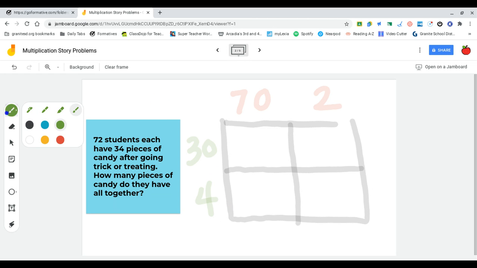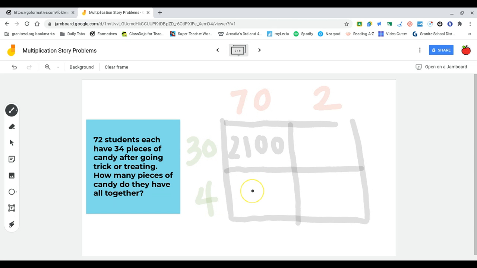Now I can go ahead and start multiplying. In this first box that I'm going to start, I am multiplying together 70 and 30 because that's what it's in line with. So 70 times 30. I'm going to leave off both zeros for a second and do 7 times 3. That's 21. And then I'm going to add those zeros back on. I have 1, 2.